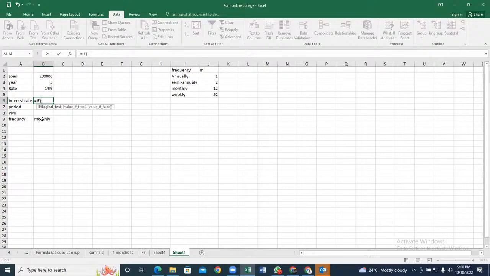So we are saying if our frequency key is marked or checked to be equal to annually, fully locked, comma, we are going to take our annual interest rate, which is 14, and divide by the number of periods in 1 year, which is 1, the frequency, comma. That is option number 1.